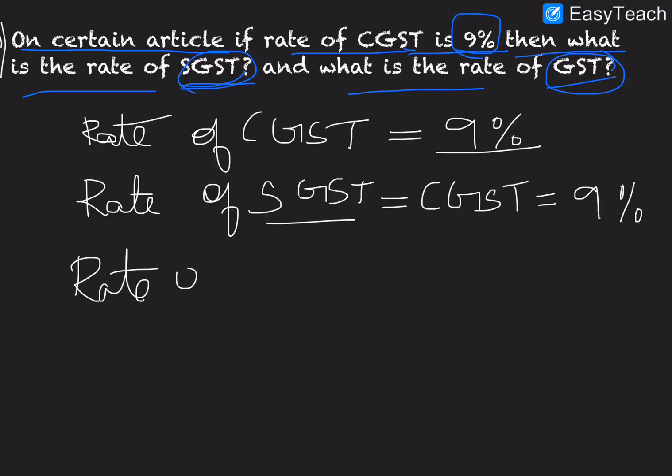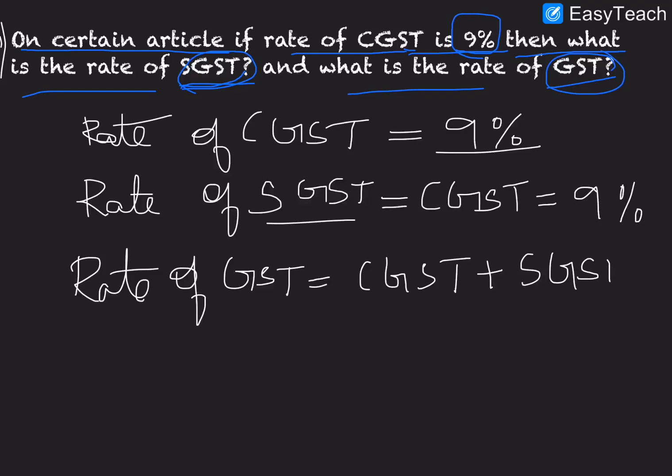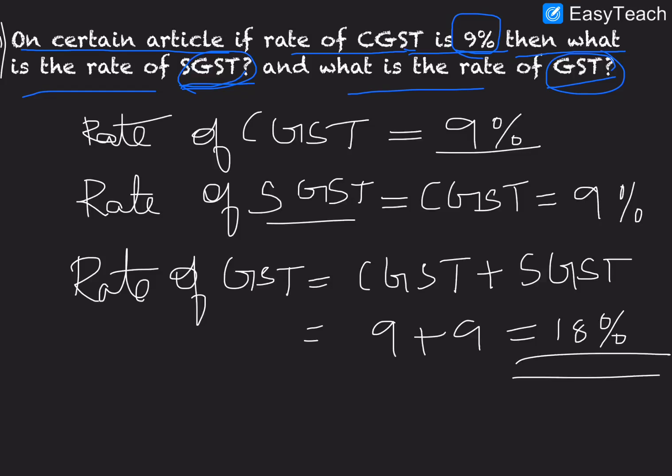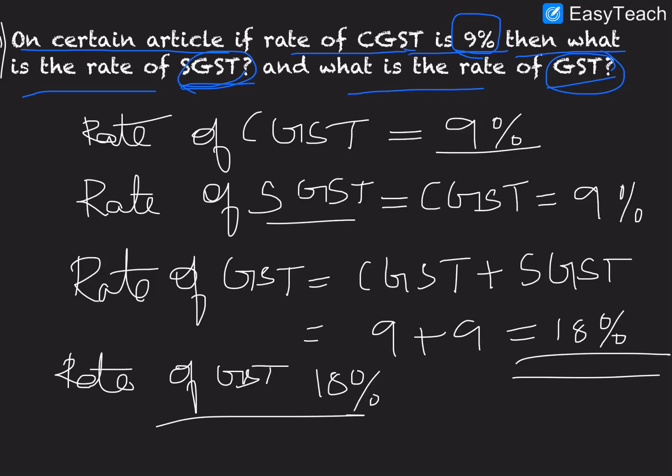So the rate of GST is equal to the CGST plus SGST, that is 9 plus 9, that is 18% is the rate of the GST of this article. So the solution is 18%. The rate of GST of the article is 18%.